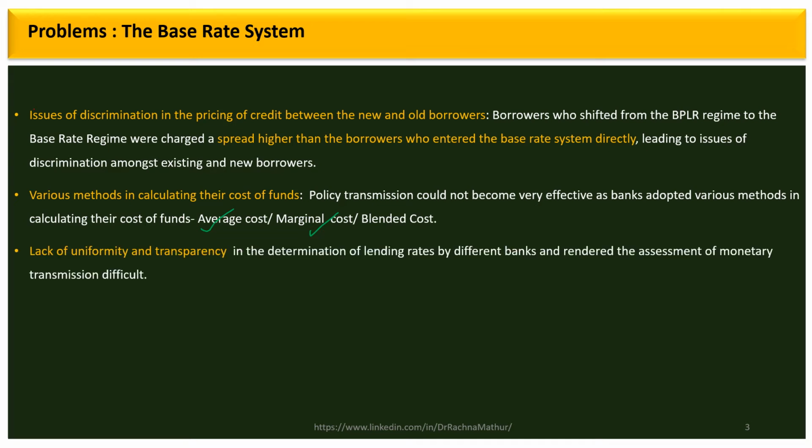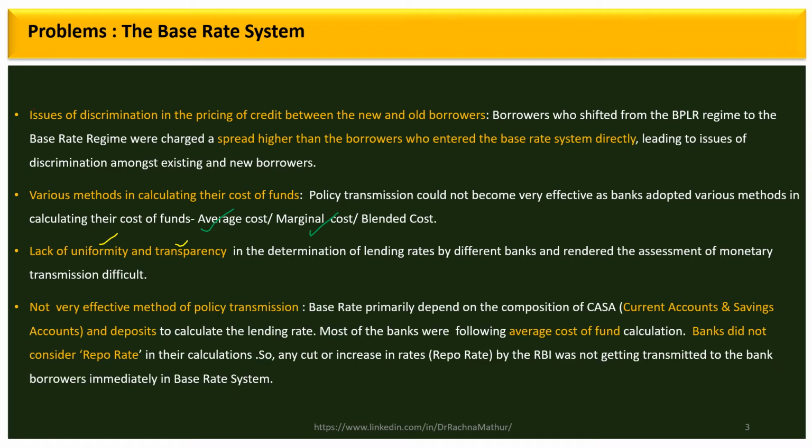So in practice, under the base rate system, banks were given too much flexibility to adopt various methods in calculating the cost of funds, which resulted in a lack of uniformity and transparency in the determination of lending rates by different banks and rendered the assessment of monetary transmission difficult.